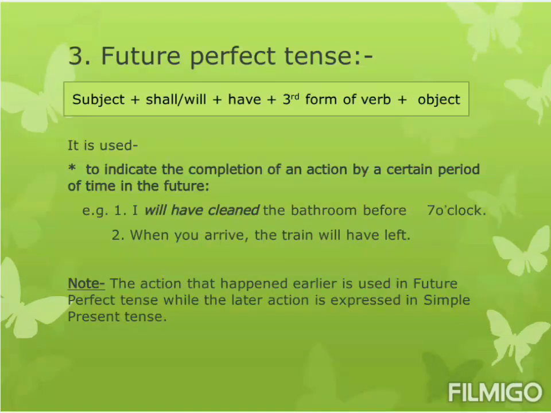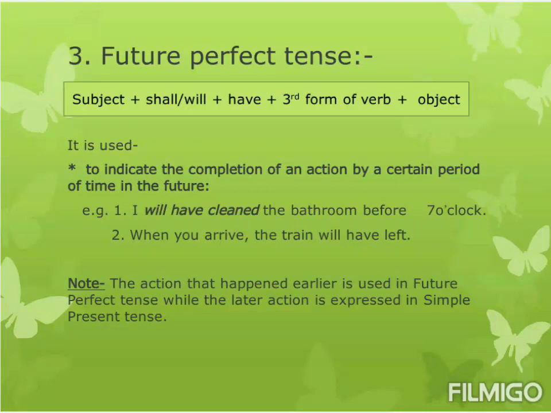The next is future perfect tense. This tense is used to indicate the completion of an action by a certain period of time in the future. By that particular time, the action will be finished. I will have cleaned the bathroom before 7 o'clock. Point of time is given here. Before 7 o'clock, I will have cleaned. I will complete my work of cleaning the bathroom. So, here we will use future perfect tense. I will have cleaned the bathroom before 7 o'clock.